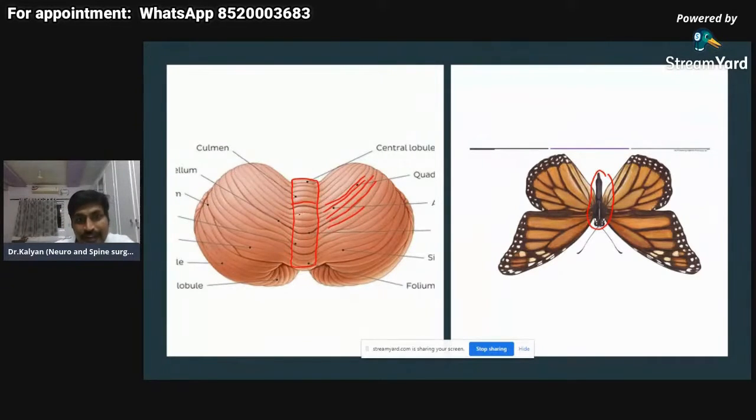So this one is the vermis of the cerebellum. I have told you it is divided into three lobes. So what are the lobes? This fissure, which is very prominent, is known as the primary fissure. The structure which is anterior to it is the anterior lobe. And this large structure, which is the largest lobe, is known as the middle lobe.